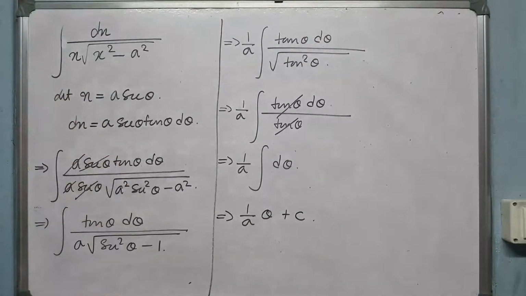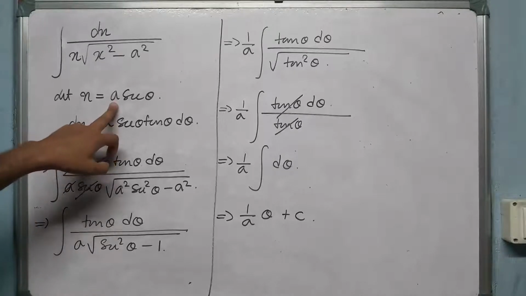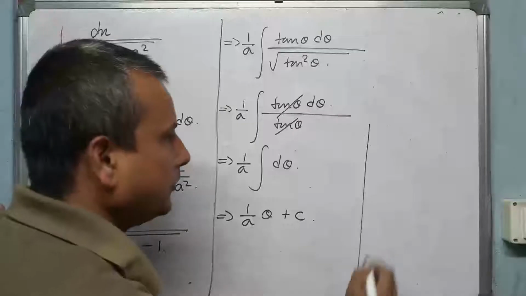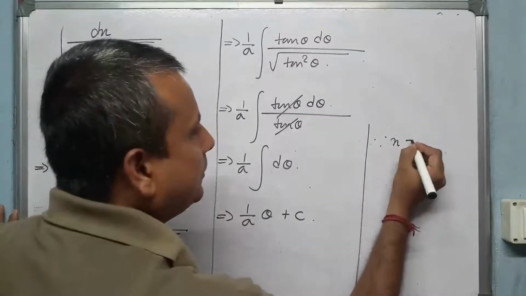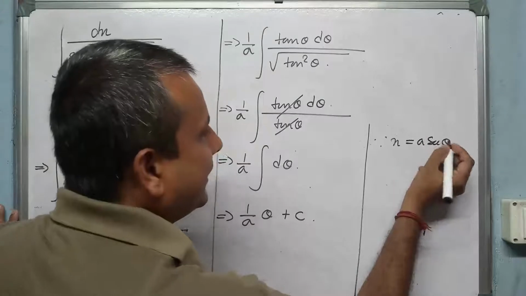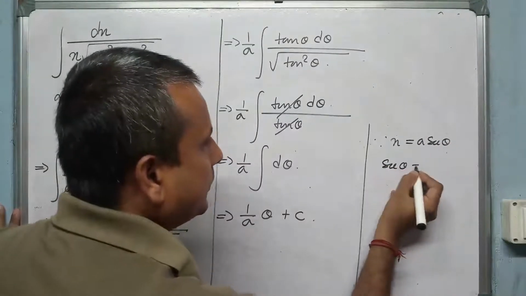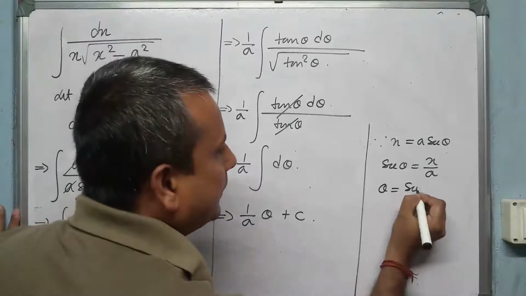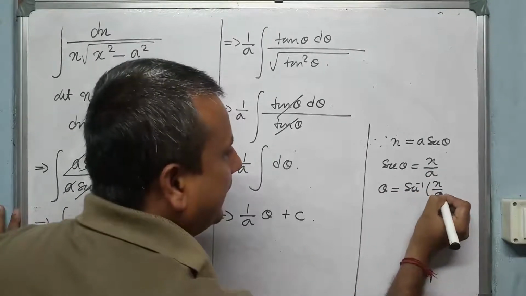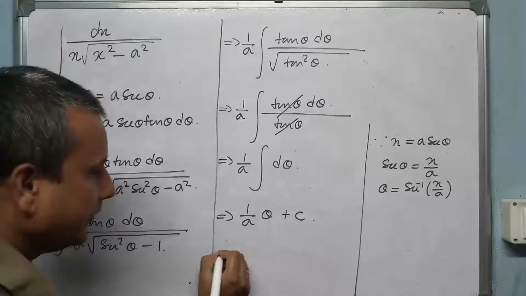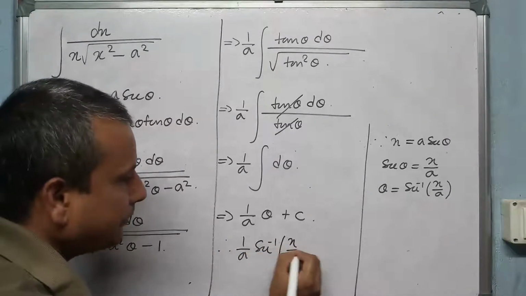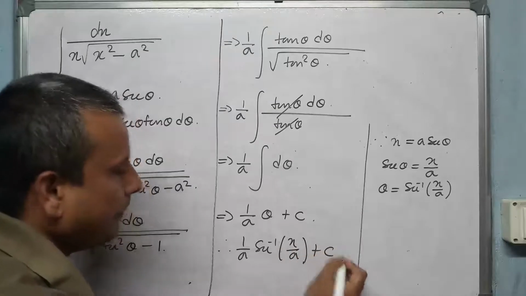Now the answer should be in terms of x. Over here, you have to calculate the value of theta from this: x equals a sec theta. How to calculate? Say x equals a sec theta, then sec theta is equal to x by a. Then theta is equal to sec inverse x by a. Now substitute the value of theta. Therefore, 1 by a sec inverse x by a plus c.